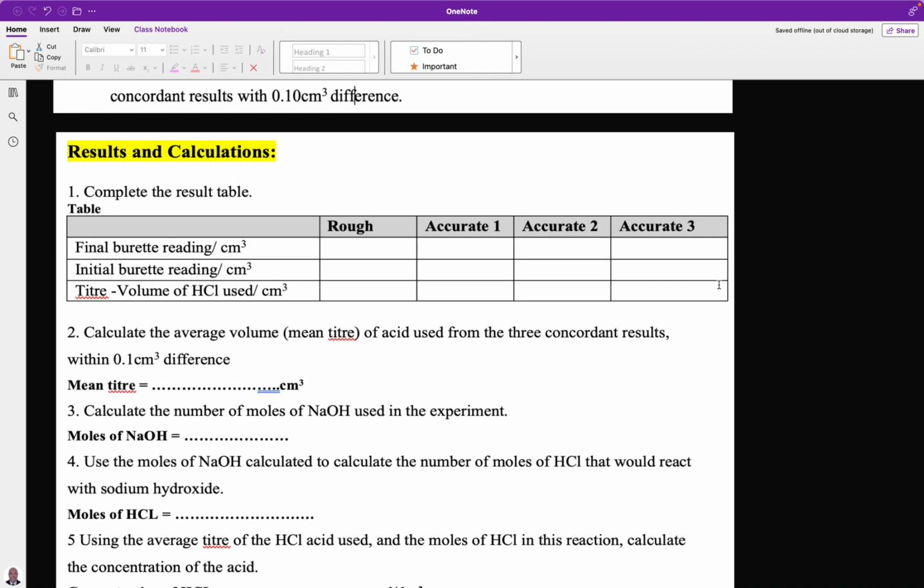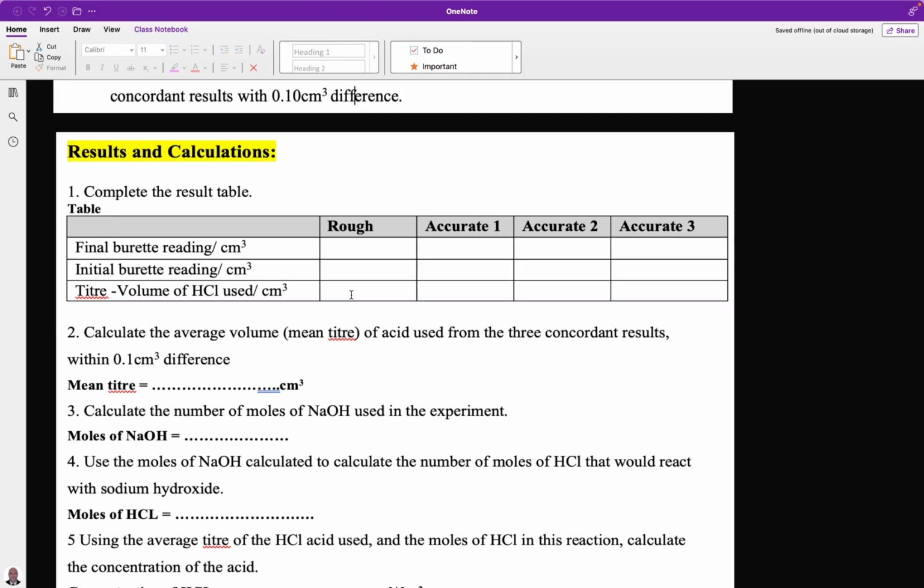Complete your result table by filling in the results you obtain for the rough titration. For the rough titration, your initial burette reading should be recorded here. Your final burette reading should also be recorded here. The difference between the initial burette reading and the final burette reading is your titre. That is the volume of the acid that was used for the titration. You record it here by subtracting the initial from the final.